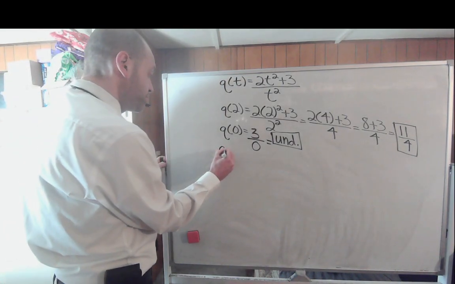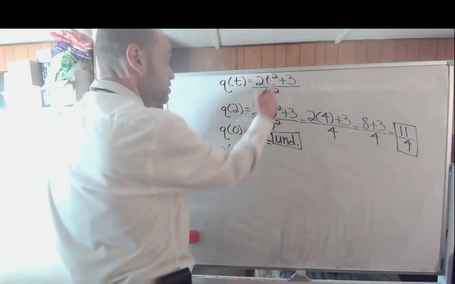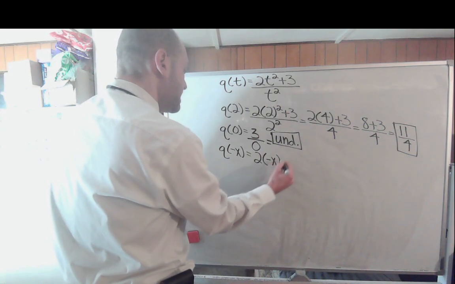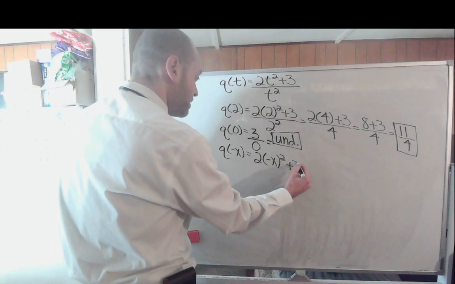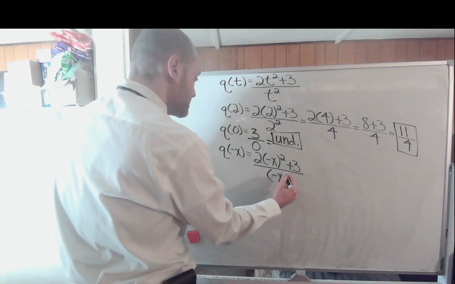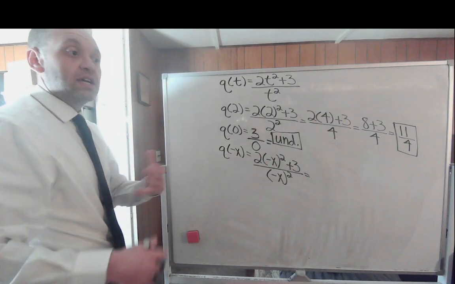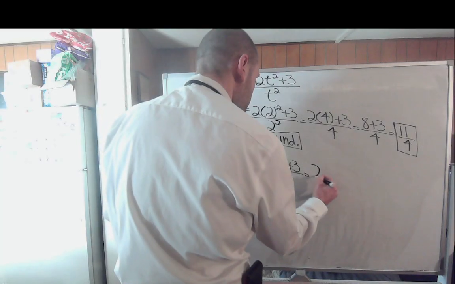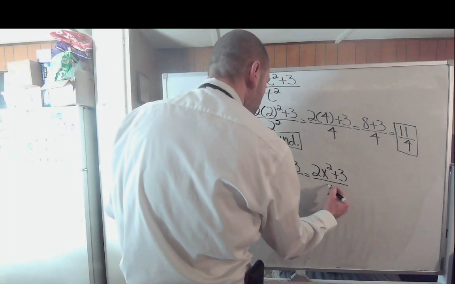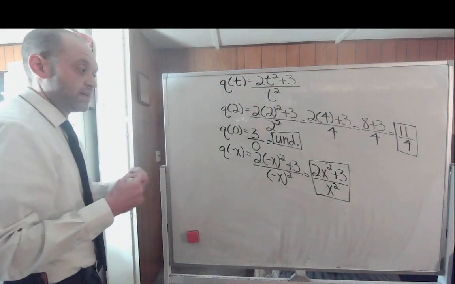Now, what if I put in Q of negative x? So I'll put in negative x where you see the t. So this would be (2 times negative x to the second power plus 3) all over negative x to the second power. Well, negative x raised to the second becomes positive x squared. So this would end up being (2x squared plus 3) all over x squared. That would be your value for Q of negative x.